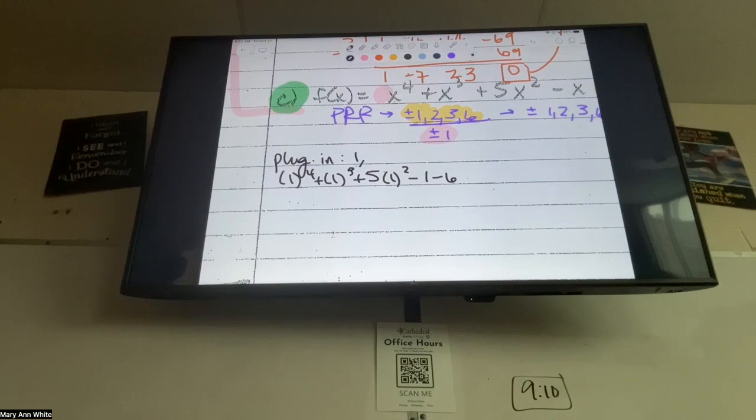You can plug into your calculator. I think I can do this one by hand at least. 1 plus 1 plus 5 minus 1 minus 6. Well, that's going to be 7, and that's going to be -7. Oh, perfect. I think this one works, doesn't it? Let's say yes, we're good. It equals 0.